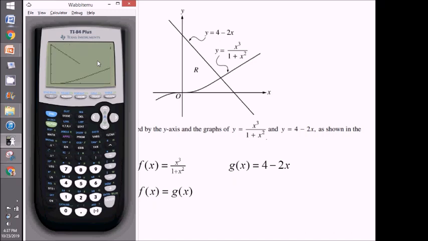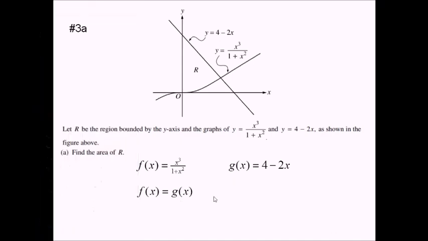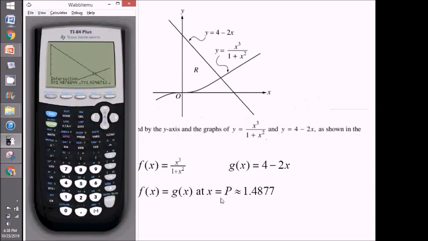So there was my f of x, there's my g of x, and now I'm going to find the intersection right here. So let me do second trace, option 5 for intersect, and let me arrow over there, enter, enter, enter, and that gives us a value of about 1.4877 if we round off to 4 decimals. And on paper, I'm going to refer to that as the x value p, so I don't have to keep writing it. I'm also going to go on my calculator, quit out of the graph, and immediately store that as alpha p.